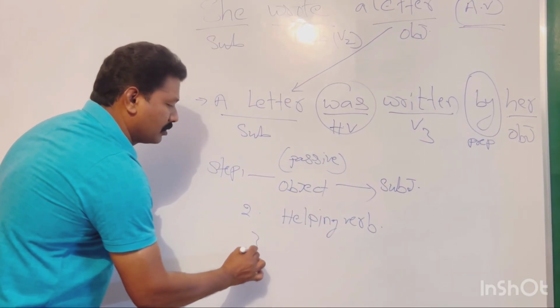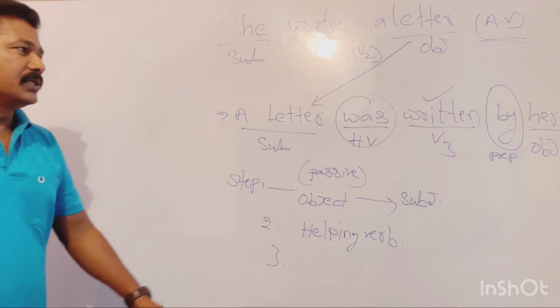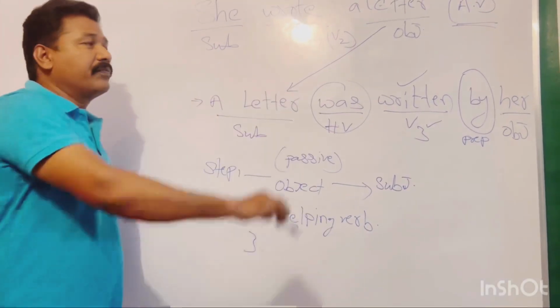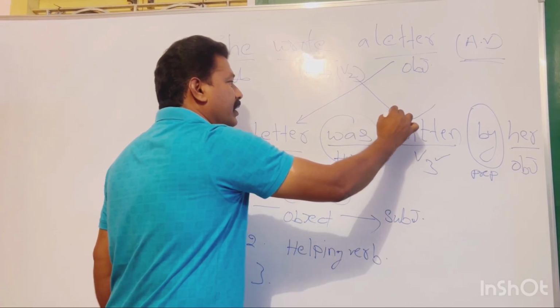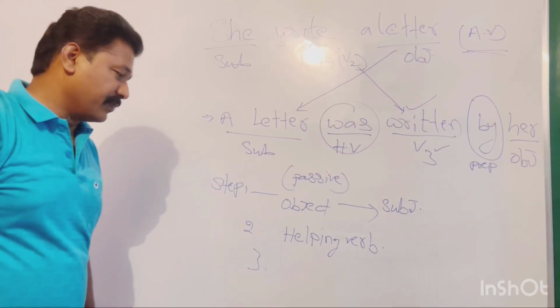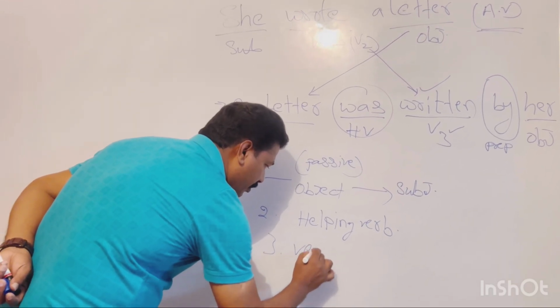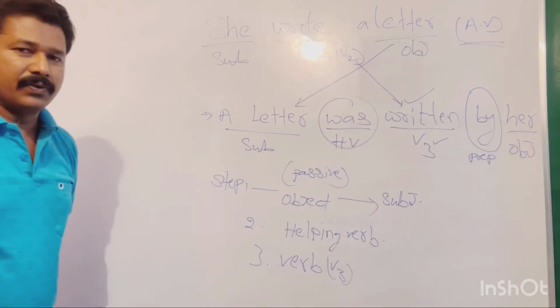So coming to the third step here, the third step is nothing but the verb, which is in the V3 form. Whatever the verb is given in active voice, the third form of that verb, V3, should be written in the passive voice.